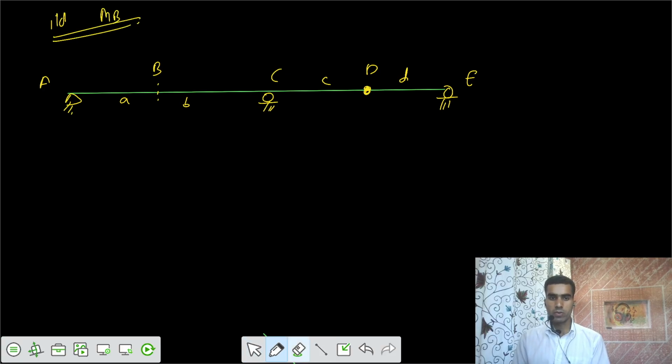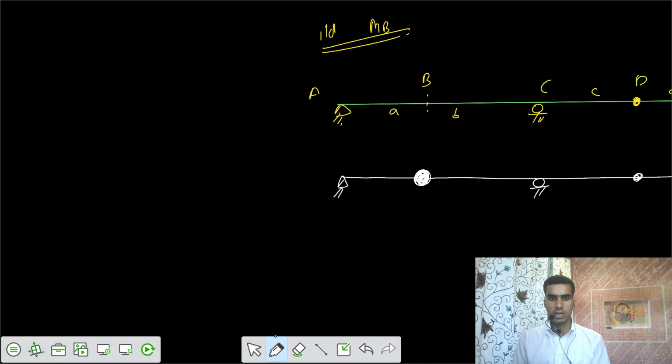So what we have to do? Remove the restraint offered by that moment function. That means you have to apply an internal hinge here. Once you apply the internal hinge here, initially there was one internal hinge. Here we have support. Here we have support. So this is your internal hinge at this location.